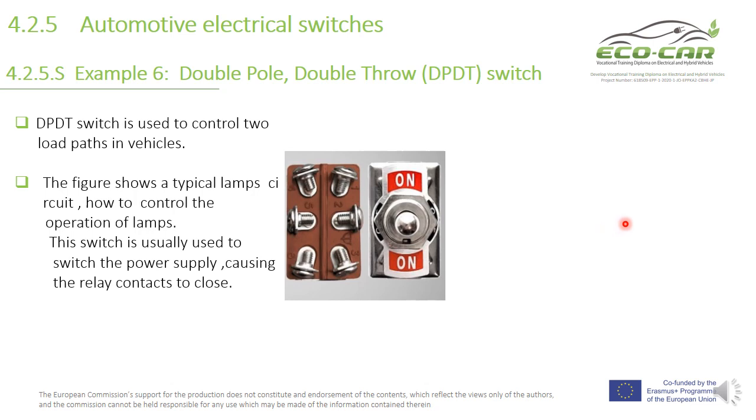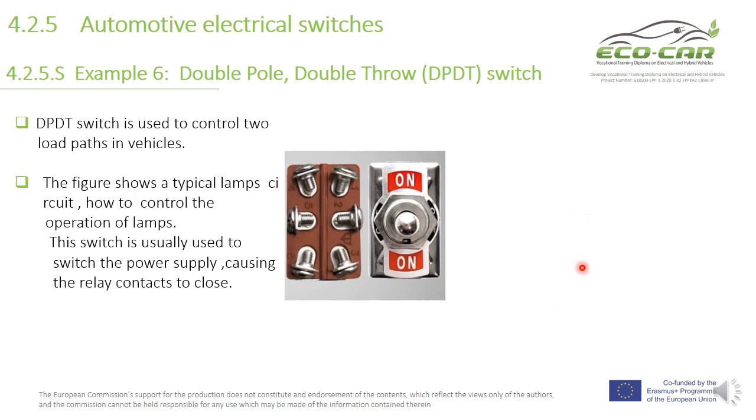So these are the two poles, and here this is the first throw, and this is the second throw. When the switch is on, this arm goes to this pin, and this arm at the same time goes to these pins, in order to throw the current from the positive to the first lamp circuit, and then it goes back on this side to the negative terminal of the battery.